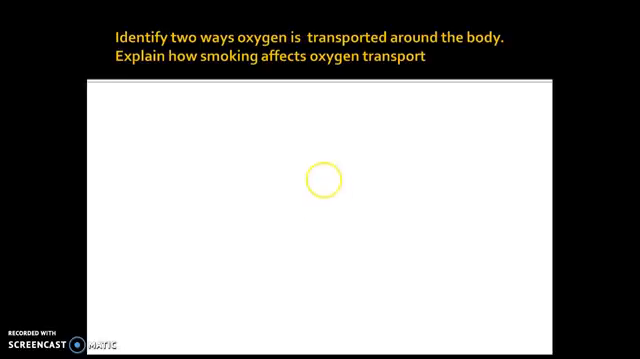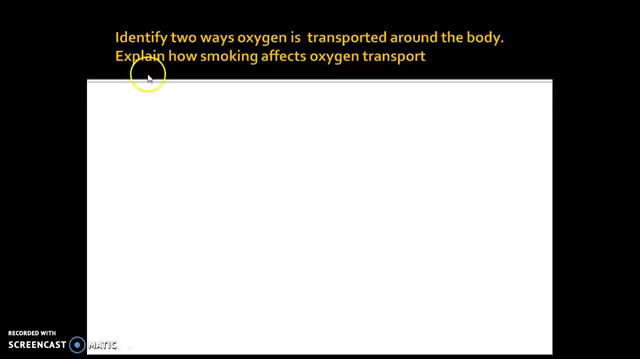So I think I started on the last question: identify two ways oxygen is transported around the body and explain how smoking affects oxygen transport. Now, the two ways oxygen is transported around the body is very simple. There's no memory method for that. Oxygen joins with something to make something else, and it's also carried in blood something else.